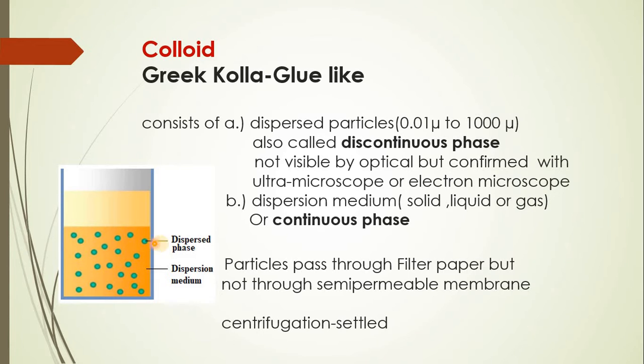Now these dispersed particles are never seen getting passed through the filter paper, but they can be seen passing through the semi-permeable membrane. That means their size is so in between. Let me put it again: these dispersed particles can pass through the filter paper, but they cannot pass through the semi-permeable membrane. And centrifugation is possible, which results in settling down of these dispersed particles.